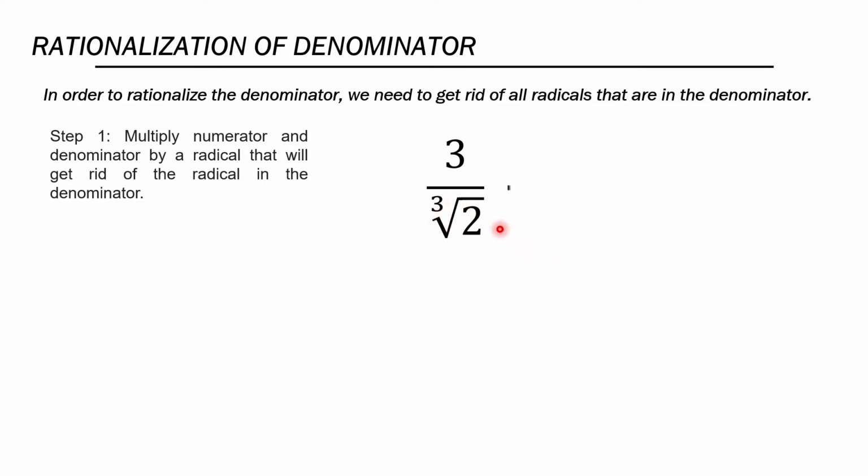So, anong number yung pwede natin i-multiply sa 2 para maging perfect cube? So, we multiply that one. Sabi ko nga, pag cube root, dapat cube root din. So, cube root of 4. Okay? Because 2 times 4 is 8 and 8 is a perfect cube. So, later makikita natin yan. So, again, sabi ko, kung ano yung i-multiply natin sa denominator, the same with the numerator.